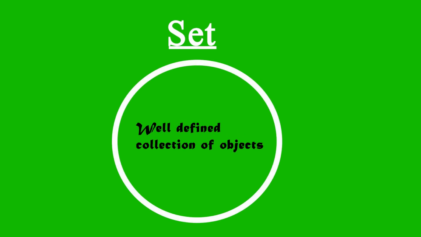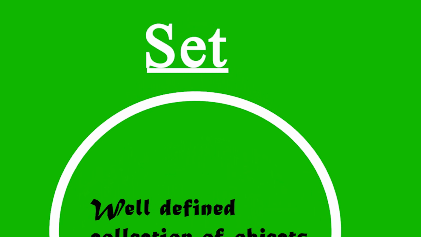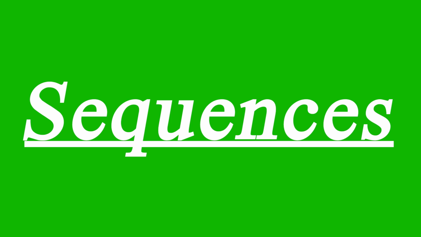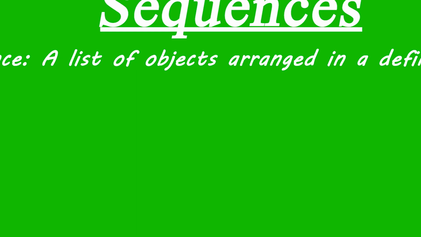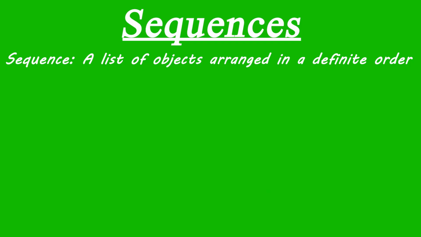A set is a well-defined collection of objects. Some of the most important sets arise in connection with sequences. A sequence is simply a list of objects arranged in a definite order. Remember, a set is a well-defined collection of objects, so a sequence is like a structured set. A sequence or list can be finite or infinite.